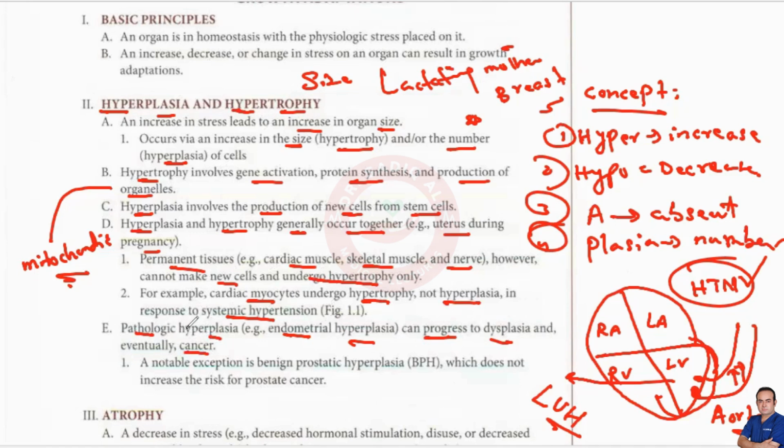Now, one very important point to remember: a notable exception is benign prostatic hyperplasia, which does not increase the risk of prostate cancer, because BPH is something else. So here we understand two things: some hyperplasias, if left untreated, will lead to cancer, but in some conditions there is hyperplasia that, even if not treated, cannot lead to cancer. These are the new things you must know for the exam, and they will be asked frequently in multiple exams.